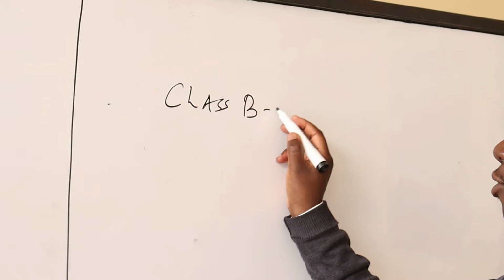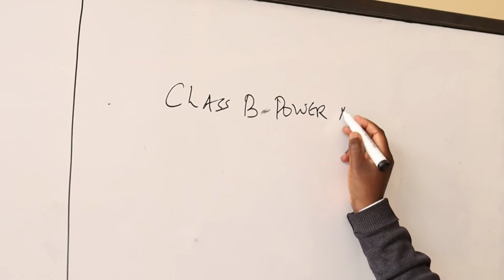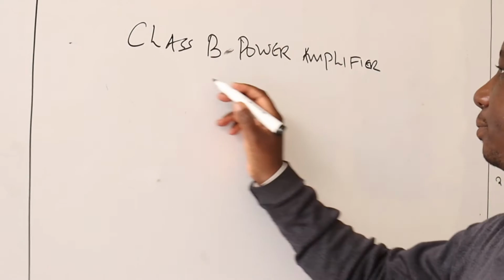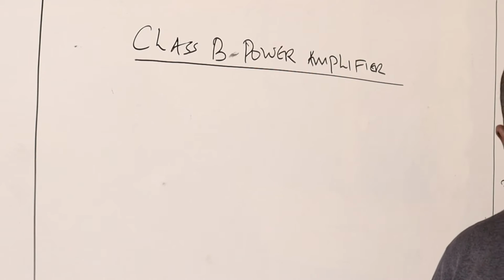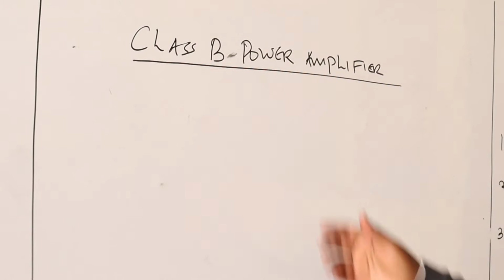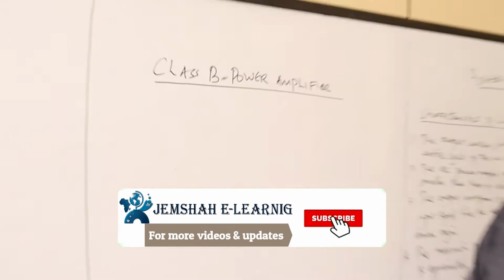Class B power amplifier. With this kind of amplifier, the bias is such that it's able to operate at half the cycle of the active area.